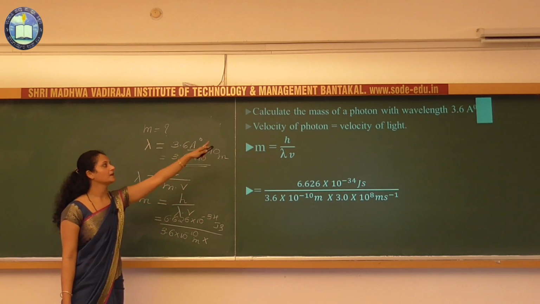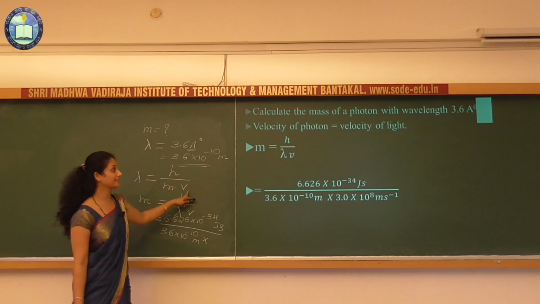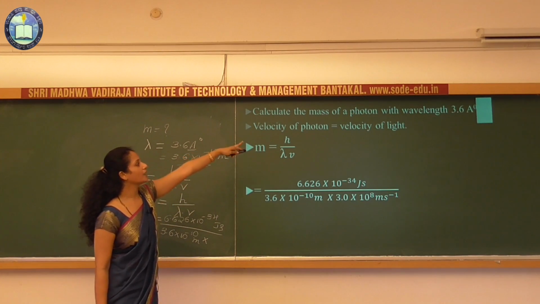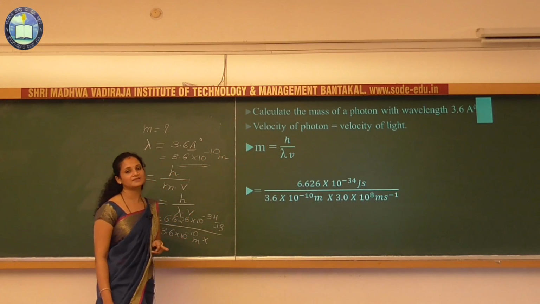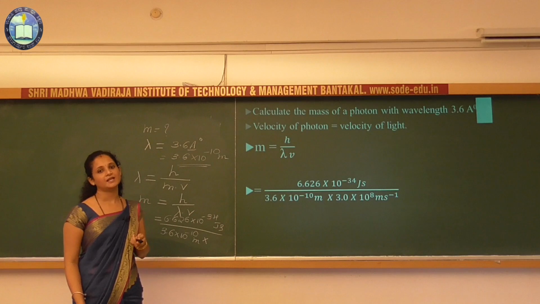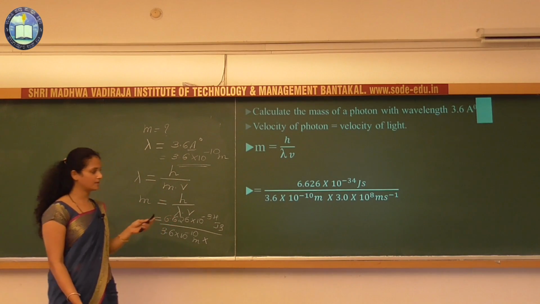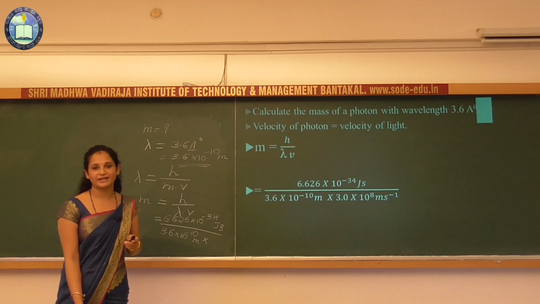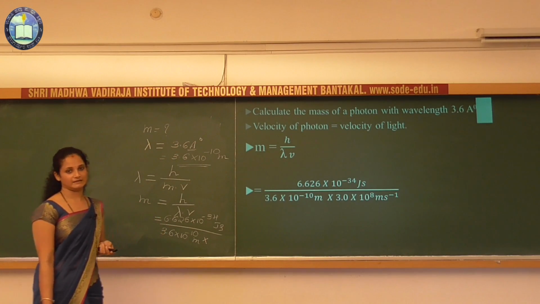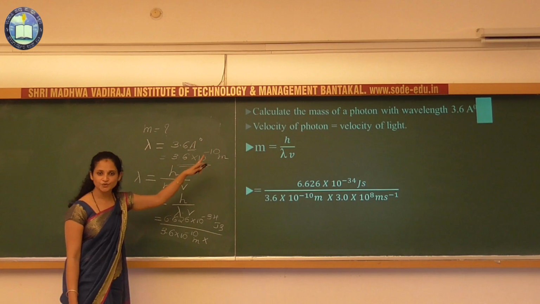See, in the question velocity is not given. You want to substitute velocity, but they have mentioned that we must calculate the mass of a photon. Photon means, we know, small energy packets of light. So light radiation travels with the velocity of how much? 3 into 10 to the power 8 meter per second. So that will be the velocity of the photon. This you have to write, as it is not given in the question.